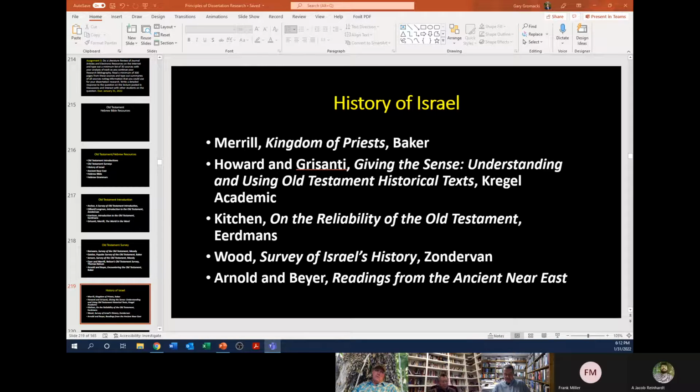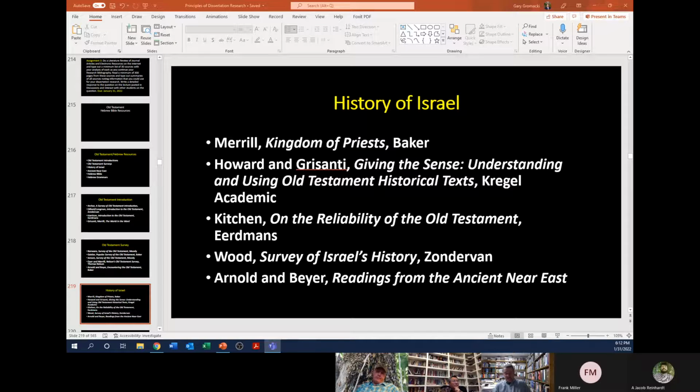Eugene Merrill's chapter; History and Theology, C. Hassell Bullock; Overview of Israel's History; what really happened during the Exodus, Judges period, United Monarchy, Archaeological and Literary Issues. So again, a book that's going to give you more detail than you would find in a survey book. It's called Giving the Sense.